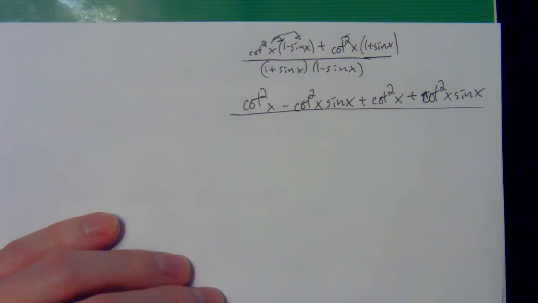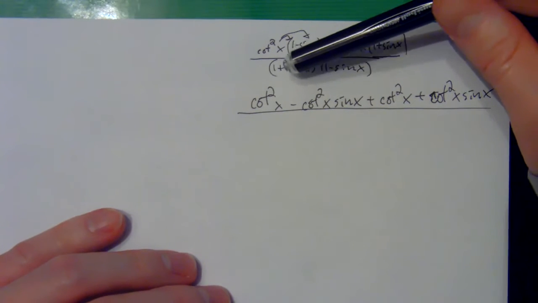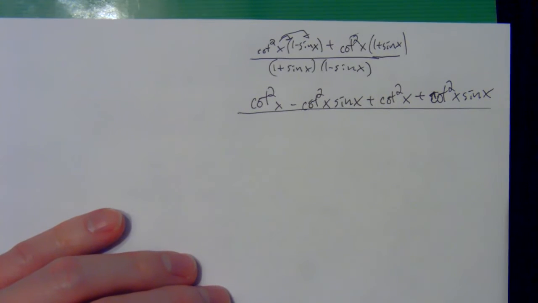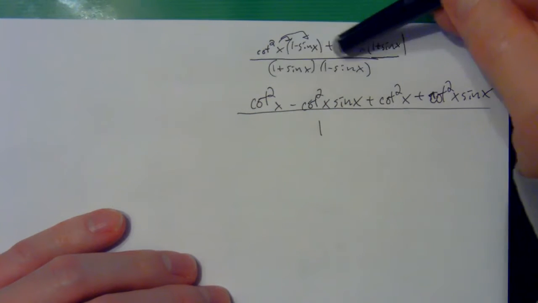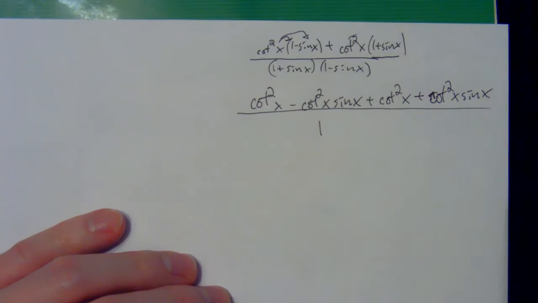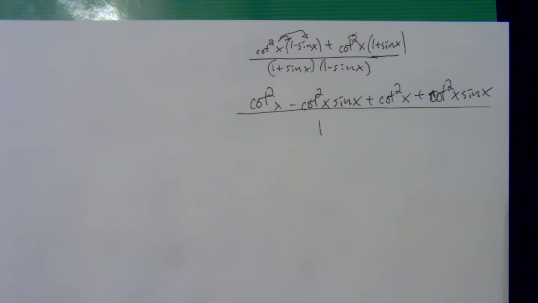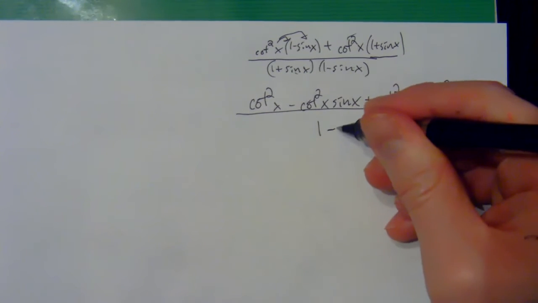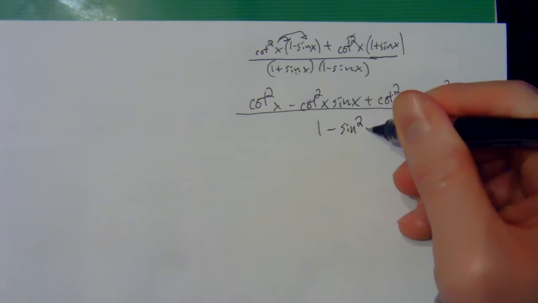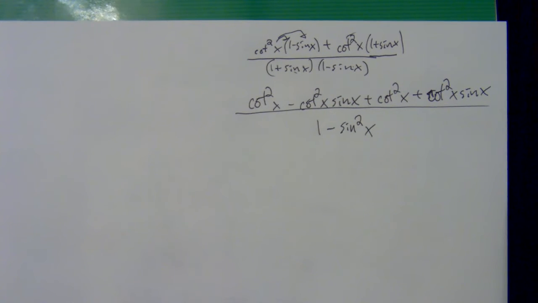On the bottom part, whenever you have the same thing, one's a plus, one's a minus, you are going to need to multiply that through. So 1 times 1 is 1, and then you're going to get a negative sign and a positive sign that cancel out, so I'm not even going to bother writing that. And then you have sine times sine, which is sine squared. You also have a positive times a negative, which is a negative. So you have 1 minus sine squared on that bottom.